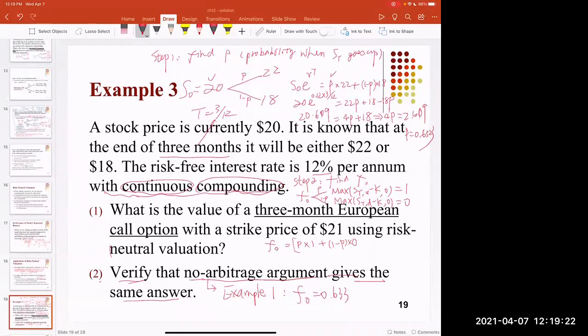We need to discount this value back to time 0. So we need to do continuous discounting, make sure negative RT, okay? Left-hand side and right-hand side are both values at time 0. We find P from step 1 and plug it into the equation. So 0.6523 times 1, and the second component is 0. We do continuous discounting with negative interest rate 12% and T is 3/12. So can you calculate the option price?